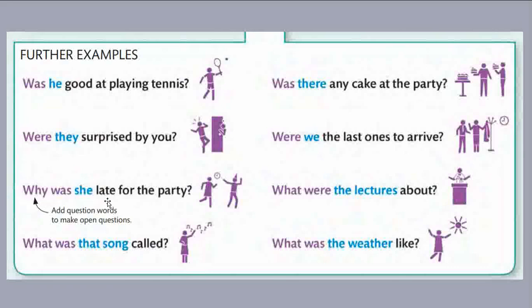Why was she late for the party? We have the WH question word, then we have the auxiliary, and then we have the subject. WH word, auxiliary, and then the rest of the sentence. You may explore the structure and then you may pause the video and construct questions as per the given structures.